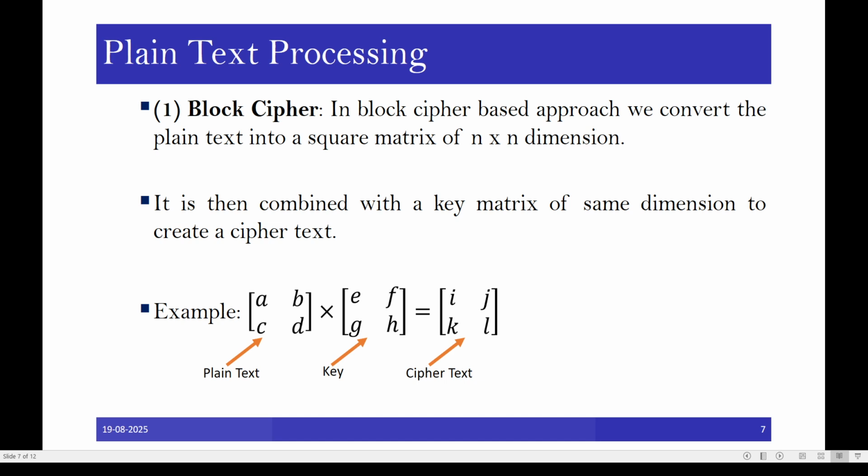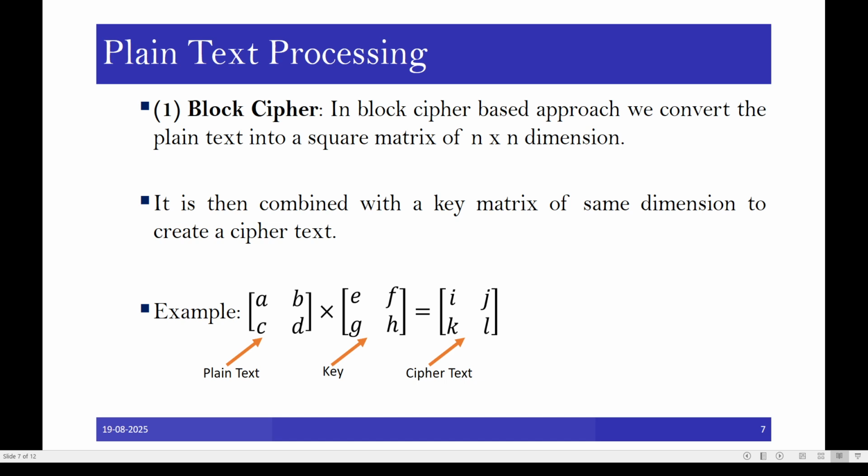Now, the plain text processing may be in the form of blocks or in the form of a stream. In the block cipher based approach, we convert the plain text into a square matrix of n cross n dimensions. It is then combined with a key matrix of the same dimension to create a cipher text of the same dimension. In the example here, we have converted the plain text into a 2 cross 2 matrix, and we have a key again in a 2 by 2 matrix. When we multiply a 2 cross 2 with a 2 cross 2 matrix, we will get a 2 cross 2 cipher text matrix.